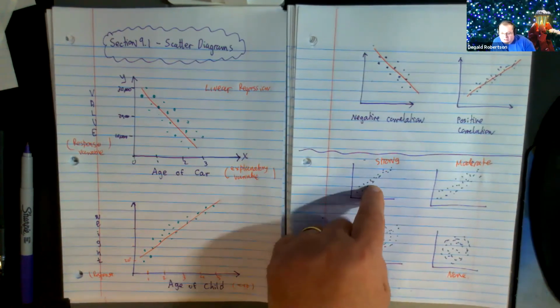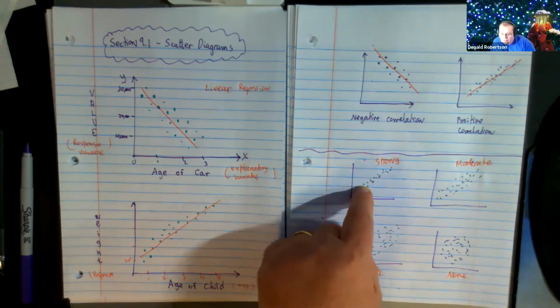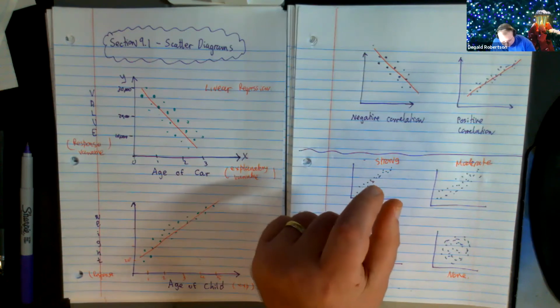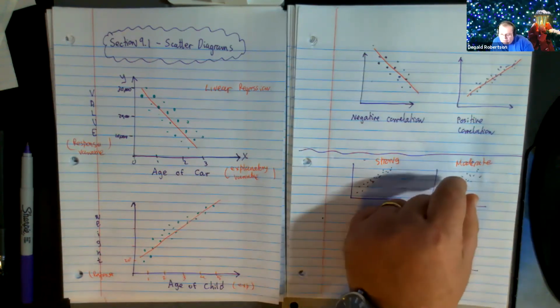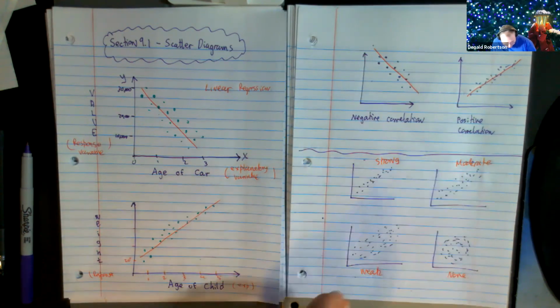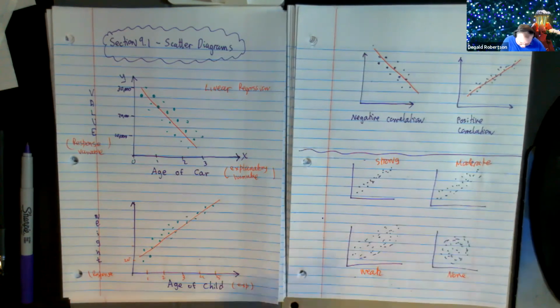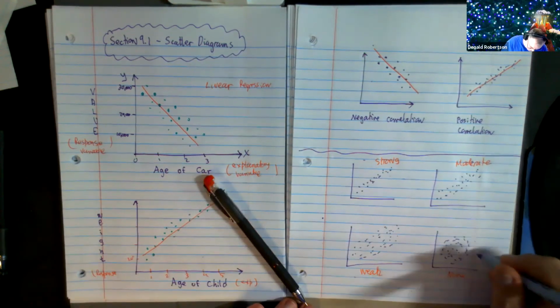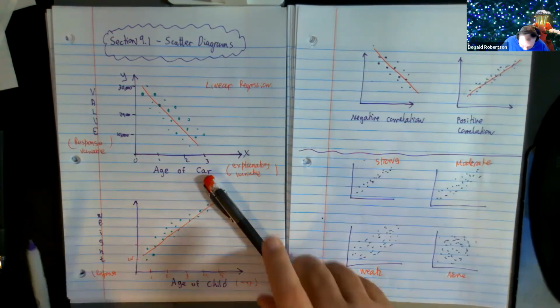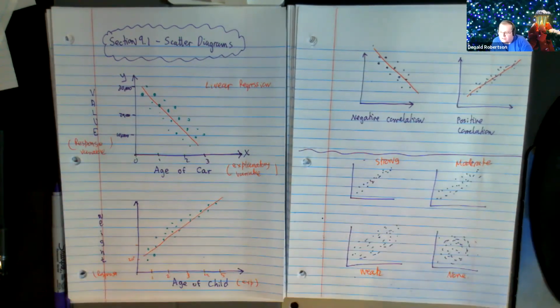Strong is when the data is very close to being a single straight line, right? All the data is really tight. Moderate is not quite as good, a little bit more spread out. Weak is even worse. And none, basically, where there's no obvious pattern, I just look at a random set of data.